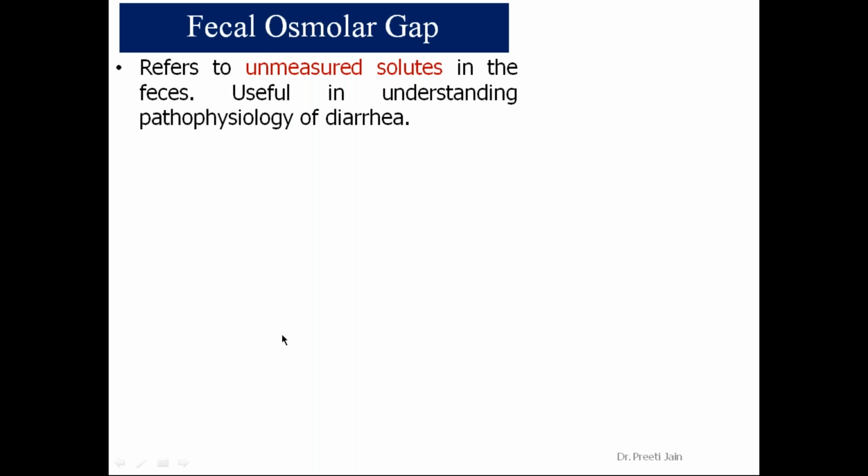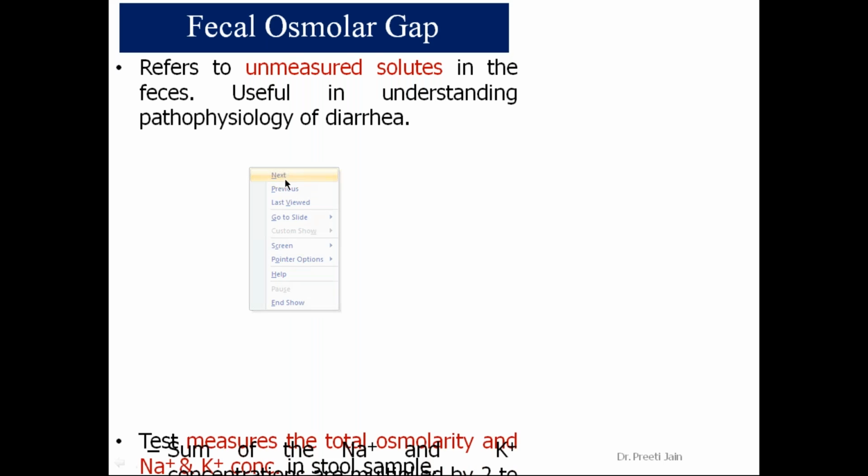Another term I used was fecal osmolar gap. Now, it might be required only for some of the good students, but I have put it in because it's an interesting concept. Like you have an anion gap in your renal system, you also have a fecal osmolar gap, right? What is the fecal osmolar gap? It refers to unmeasured solutes in the feces, and this concept is useful in understanding the pathophysiology of diarrhea, right?